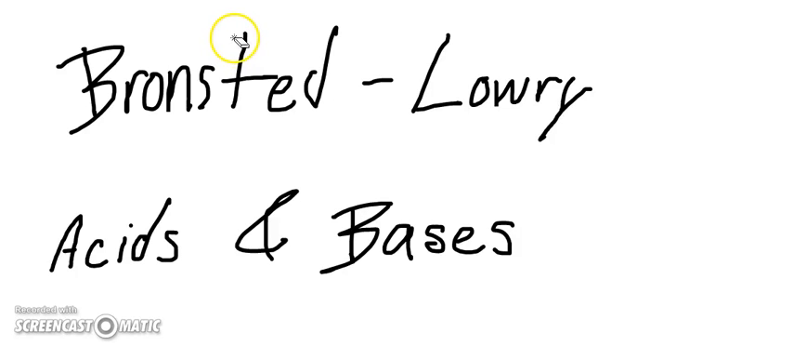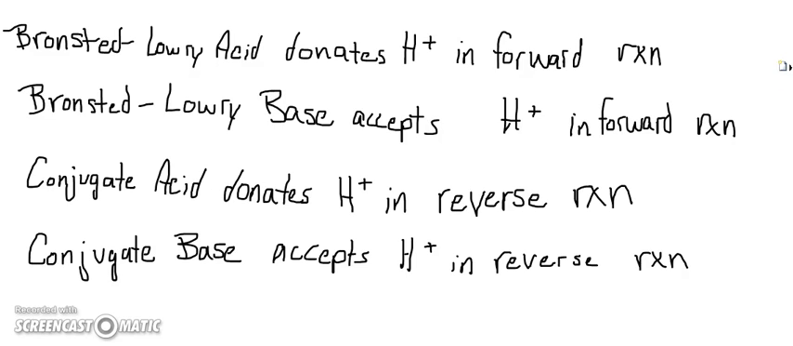So we're talking about Bronsted-Lowry acids and bases. A Bronsted-Lowry acid donates an H+ in the forward reaction, and a Bronsted-Lowry base accepts the H+ in the forward reaction. In the reverse reaction, we can find our conjugate acids and conjugate bases. A conjugate acid donates an H+ in the reverse reaction, and a conjugate base accepts the H+ in the reverse reaction.